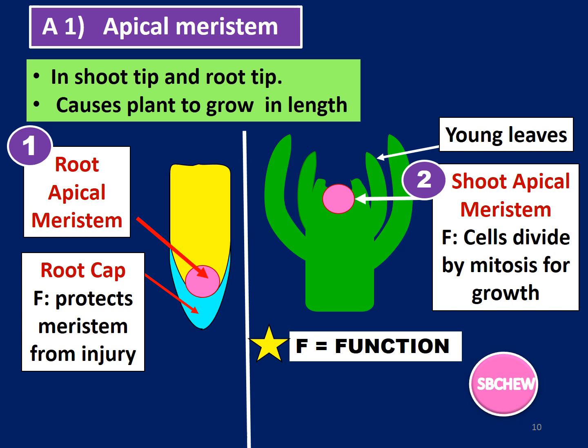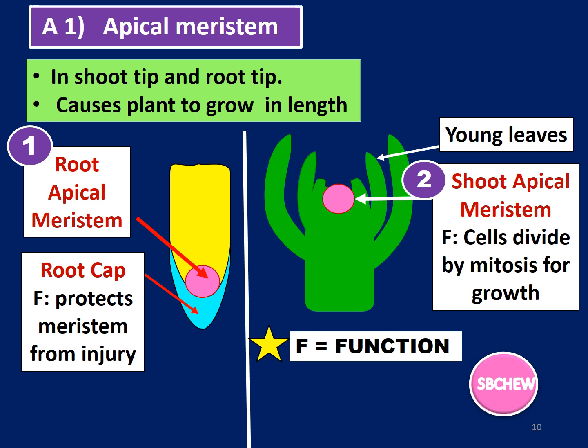The first type of meristem is the apical meristem. Apical comes from the word apex, meaning the top. So the apical meristem is located in the shoot tip and the root tip. It causes the plant to grow in length, that is, the shoot will grow higher up and the roots will grow longer and further down into the soil.